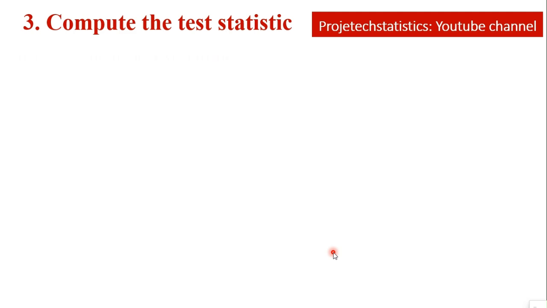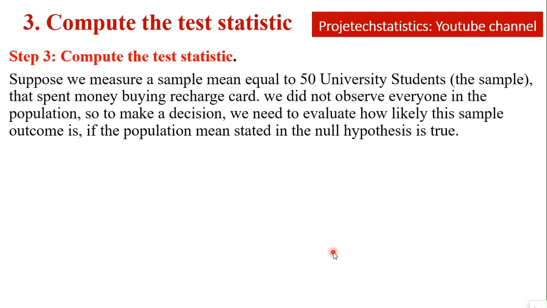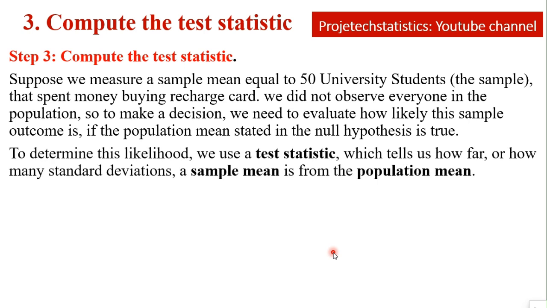Now, step 3 is to compute the test statistic. Suppose we measure a sample mean of 50 from university students, a sample that spent money buying recharge cards. We did not observe everybody in the population. So to make a decision, we need to evaluate how likely this sample outcome is if the population mean stated in the null hypothesis is true.